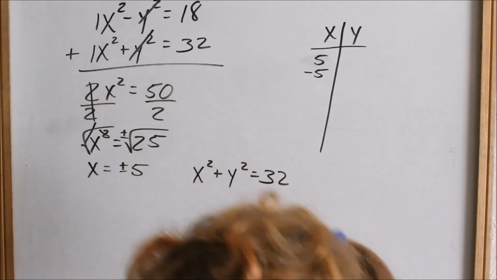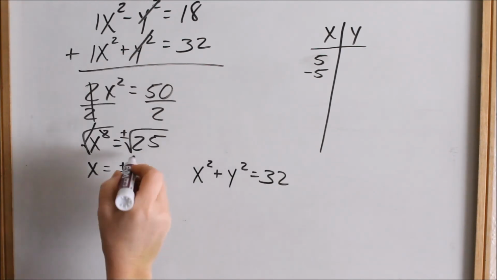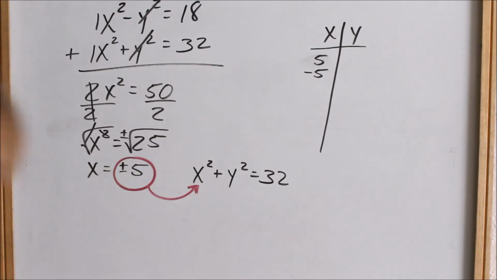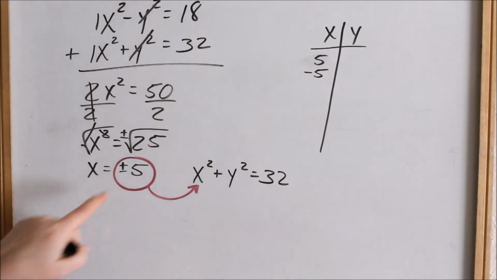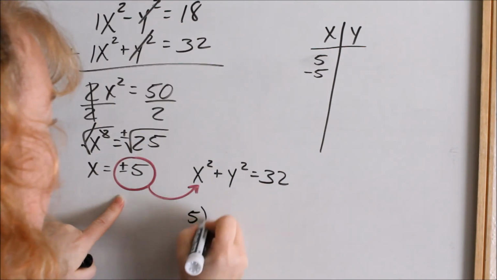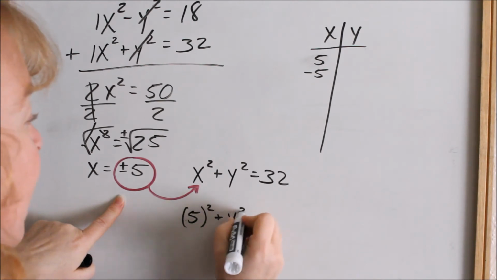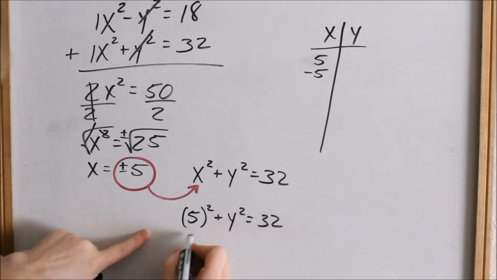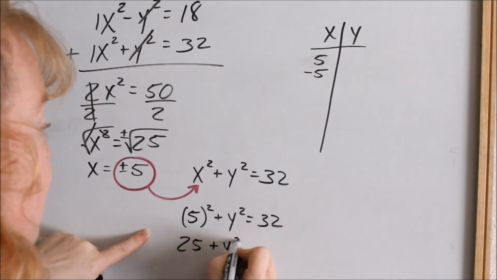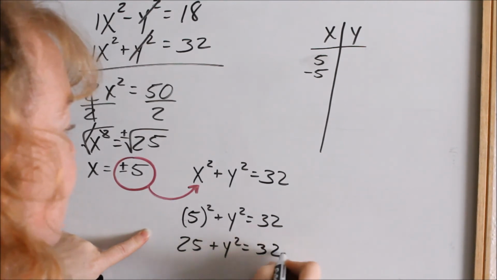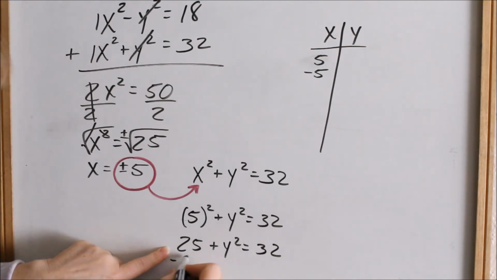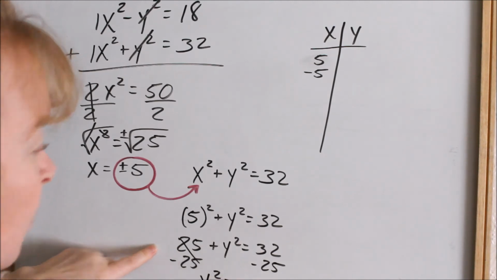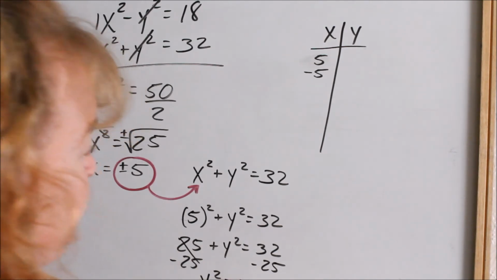So when x is plus or minus 5, I need to take both of these values and put them back in here for x. So the first one I have to do is a positive 5. So when x is a positive 5, then I have this. Okay, putting in 5 here. So 5 squared is 25 plus y squared equals 32. I'm trying to solve for y, so I need to subtract this to the other side. Y squared equals, I think that would be 7.